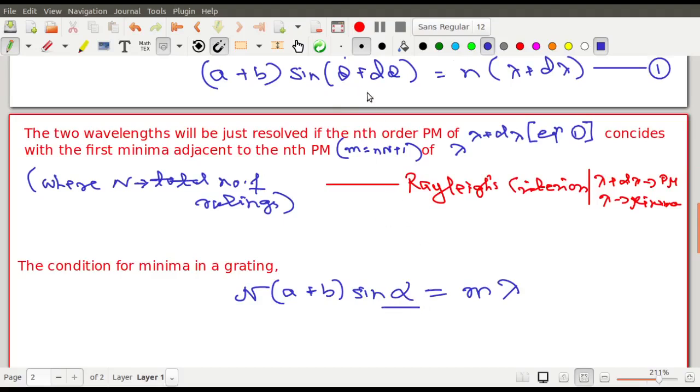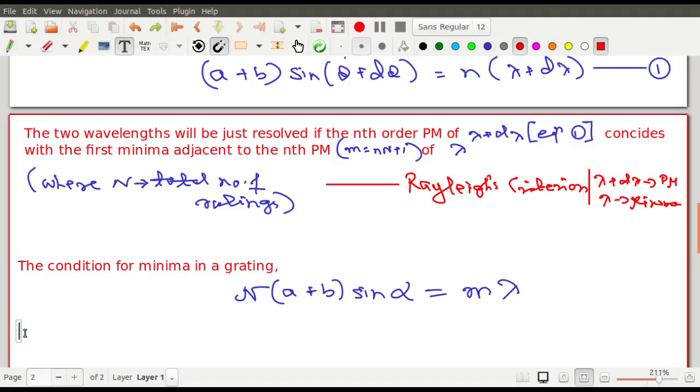that is, this alpha should also have this value only. Since they have to coincide, one will fall on the other, and that happens only when the theta values are the same. So one will be overlapping on the other only when the angle of diffraction is the same, otherwise how will it occur? So that is why the minima will be found in the direction of theta plus d theta, and then only it will coincide with the nth order principal maxima of lambda plus d lambda.